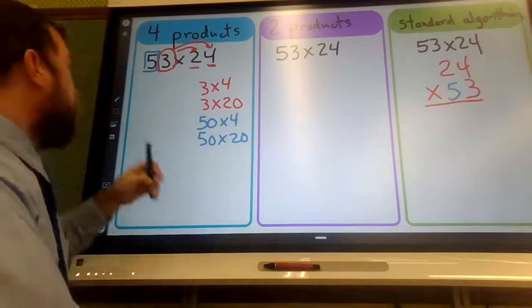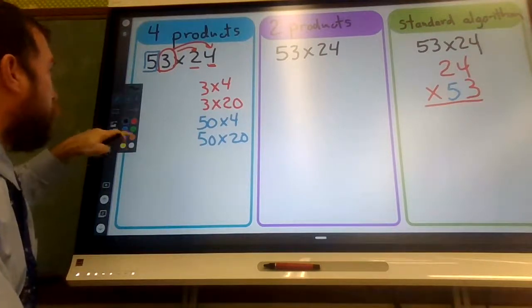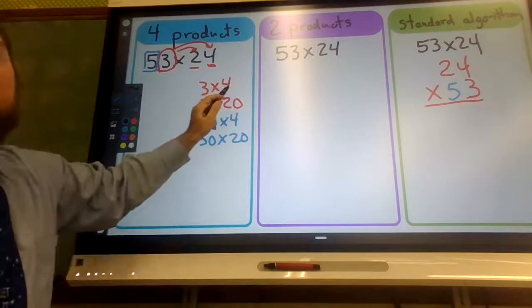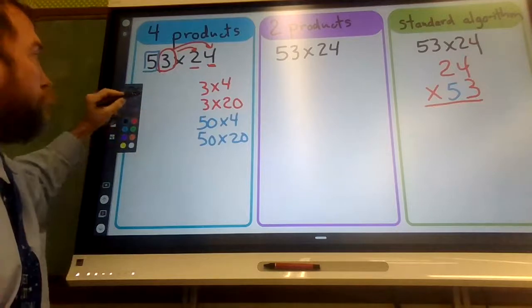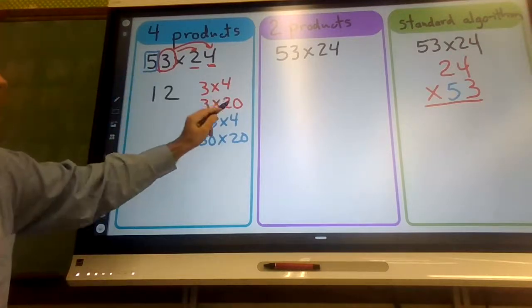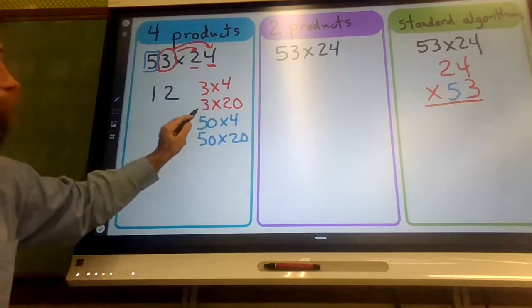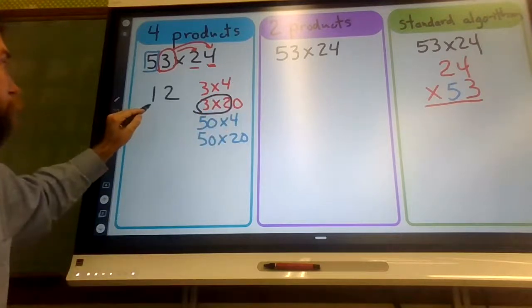Then we would go through and do each of those parts. Do those in black. What is 3 times 4? That's just the ones place times the 4. That's 12. What is 3 times 20? We do our one math fact of 3 times 2, which is 6. And then we put the 0 on the end for 60.